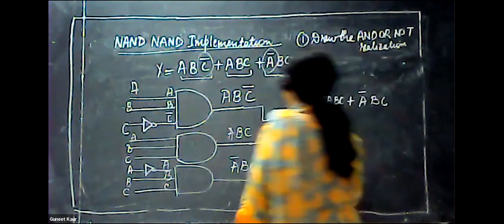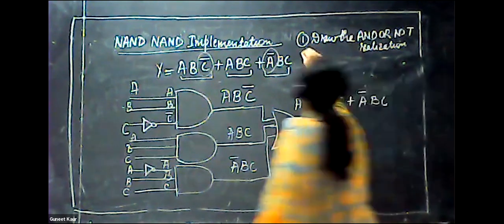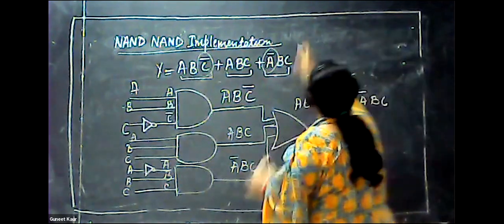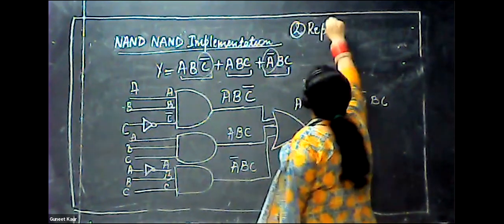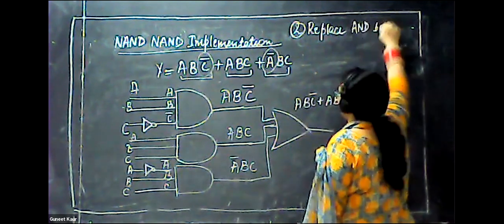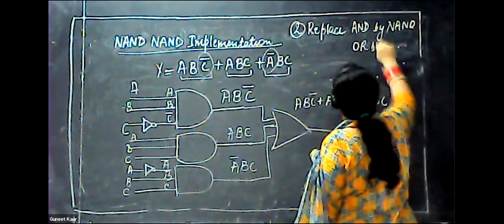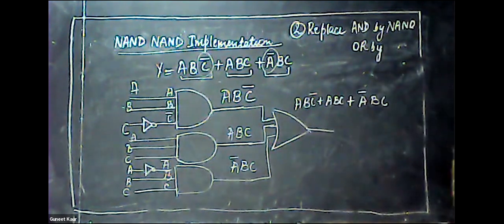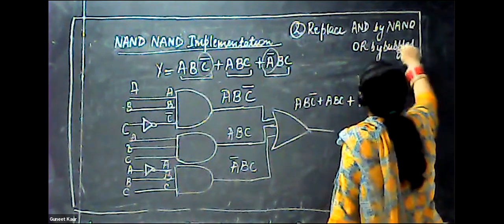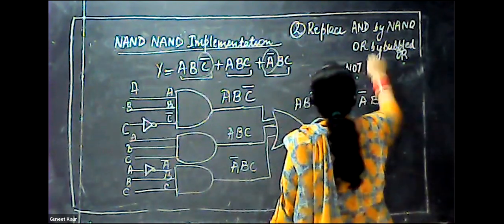Now, the second step. What is the second step? In the second step, replace your AND by NAND, or OR by bubbled OR, which means the OR gate will be converted into a bubbled OR. And third, NOT by NAND.